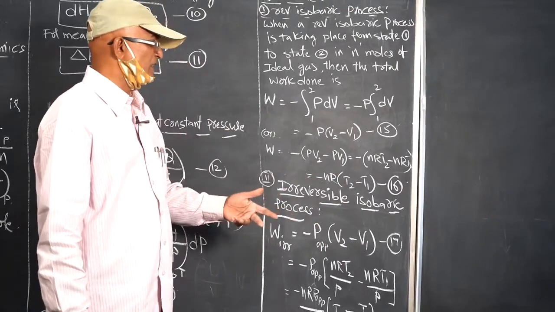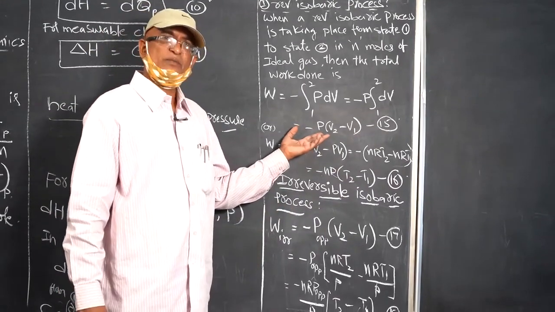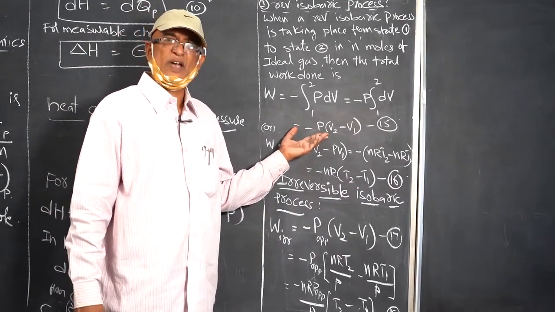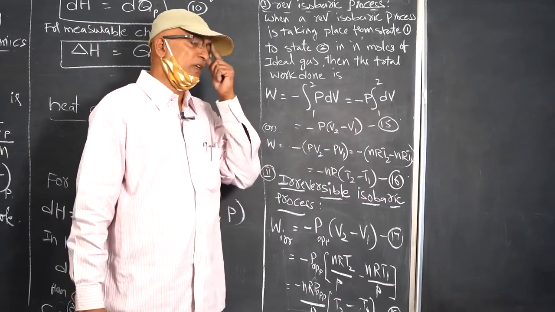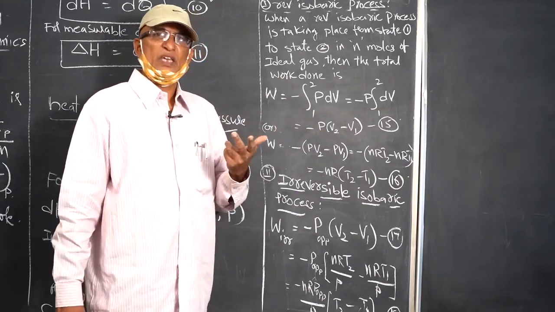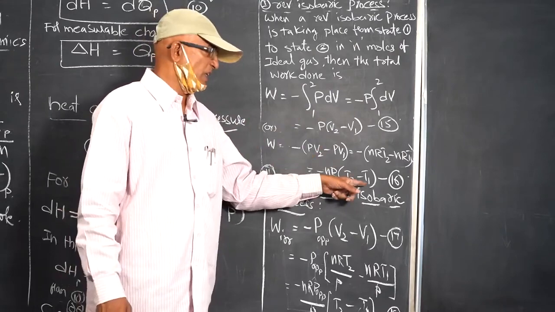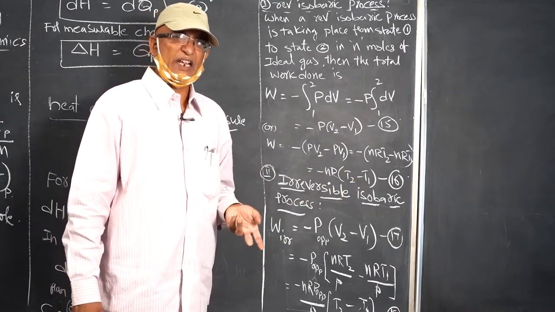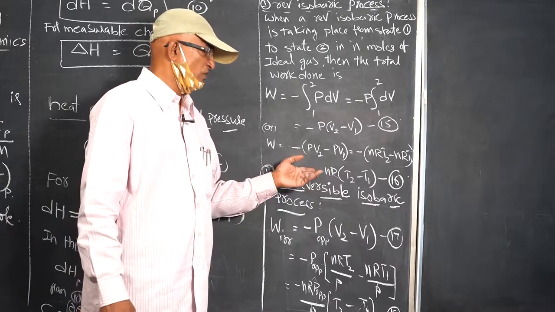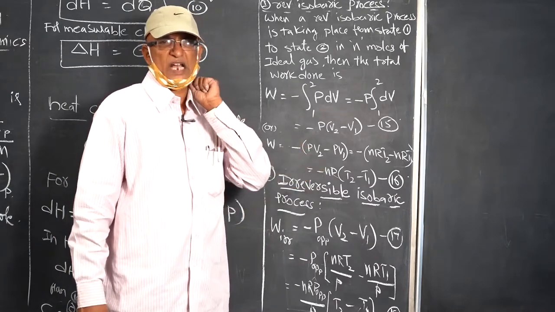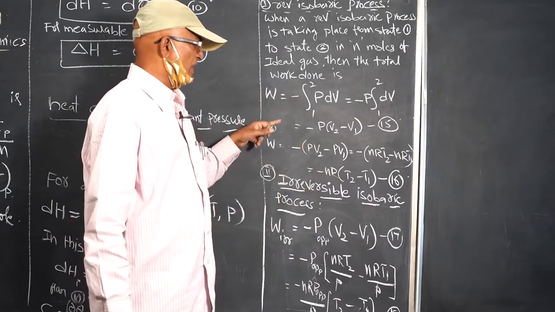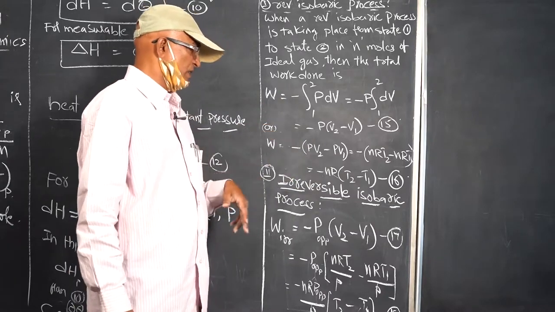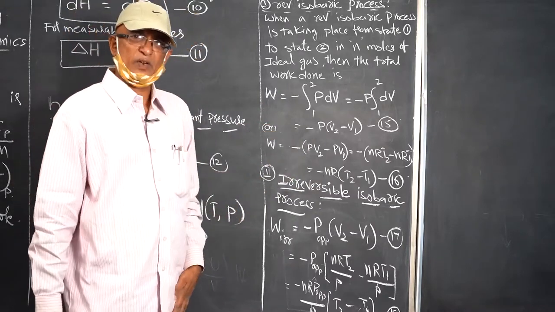Sometimes in entrance exams, they will ask a question by giving the initial volume, final volume and pressure, then you can use this formula. If they give temperatures, initial temperature and final temperature, and it is n moles of ideal gas, then you can use this formula. So depending on the question asked in the entrance exam, we have to use either this one or this one. Then coming to the irreversible isobaric process.